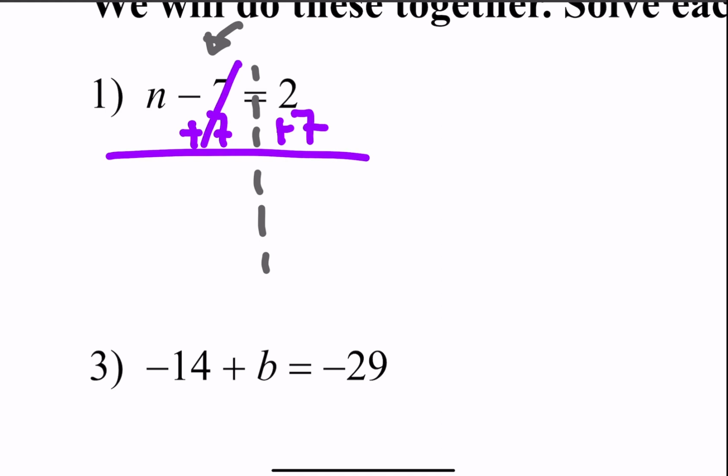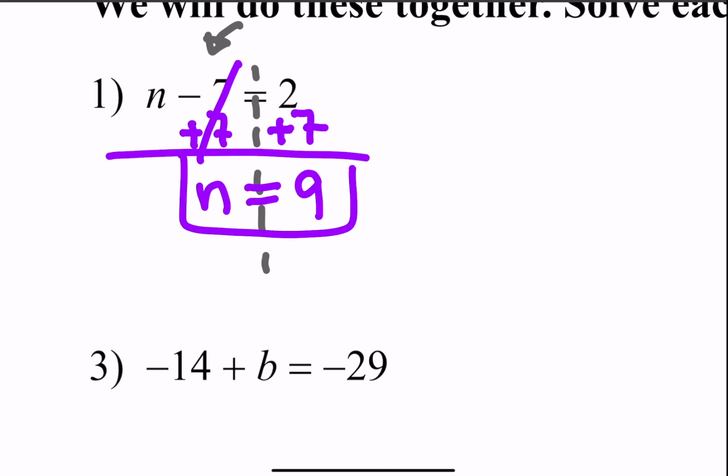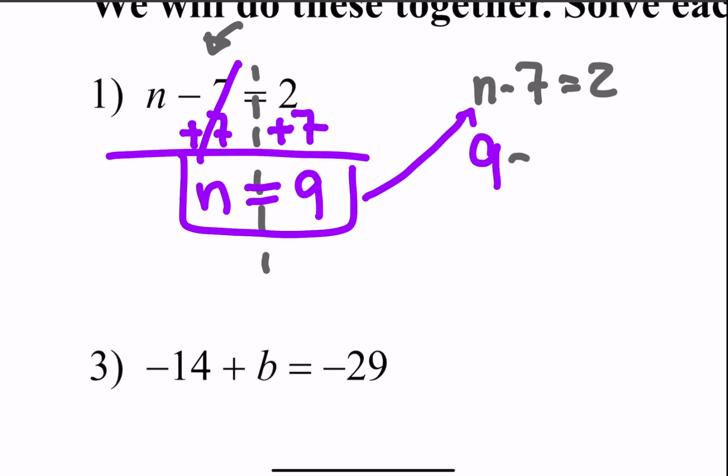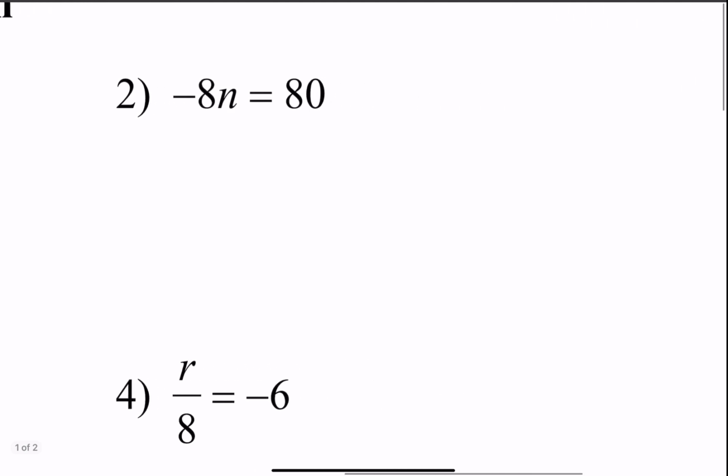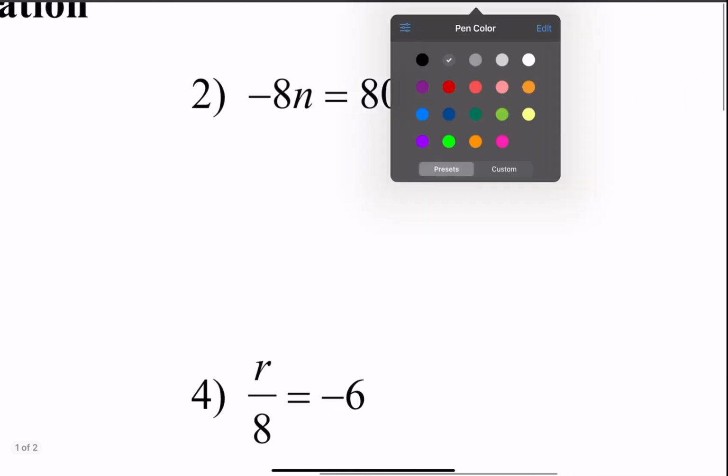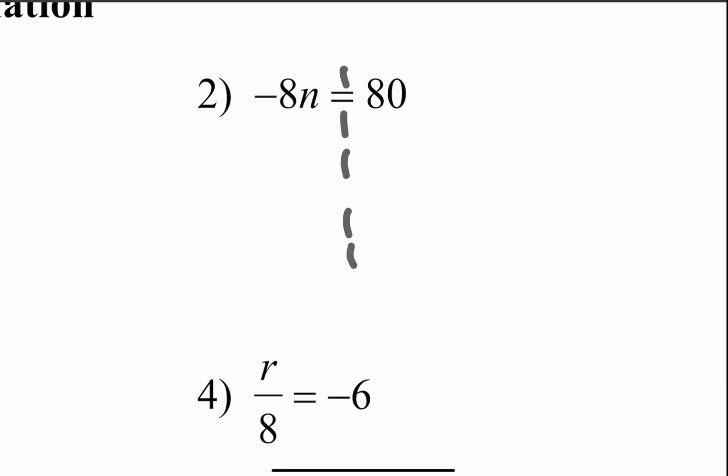Because negative 7 plus 7 cancels out, we're left with just an n. And then we have 7 plus 2 on the other side, which gives us 9. And that's our final answer. Even if we check that from the original equation, n minus 7 equals 2, replace the n with that 9, we have 9 minus 7 equals 2, which is 2 equals 2, and that's good. So that's what we're trying to do, figure out what number the variable or the letter is supposed to be.